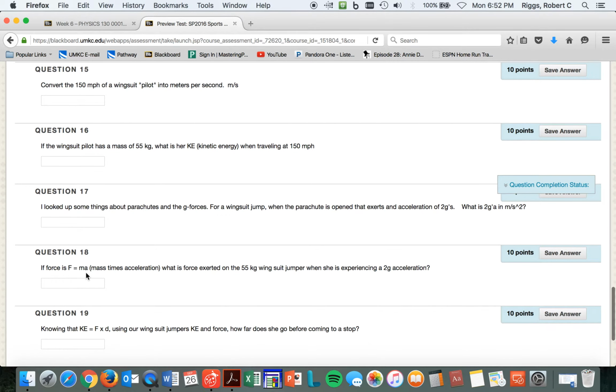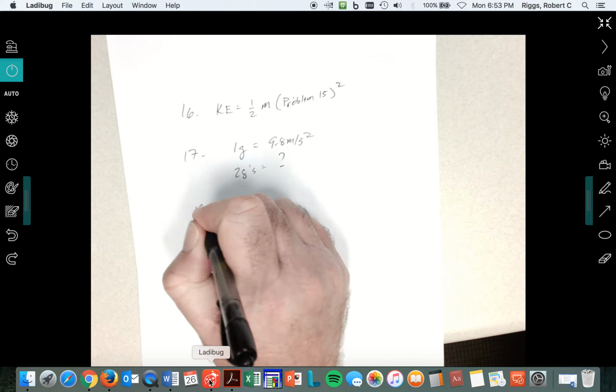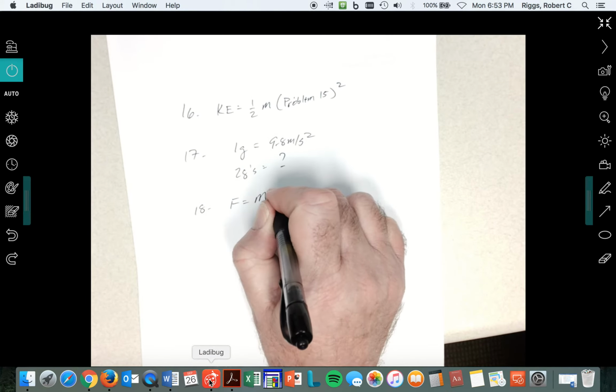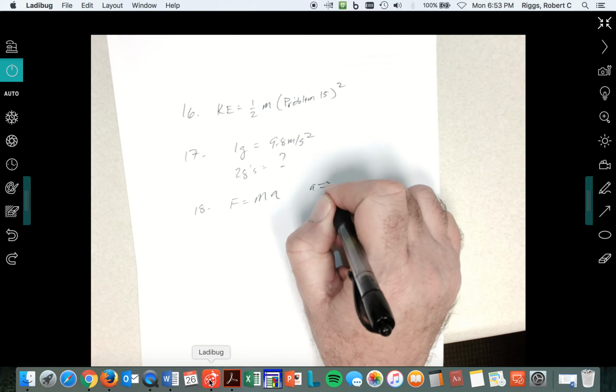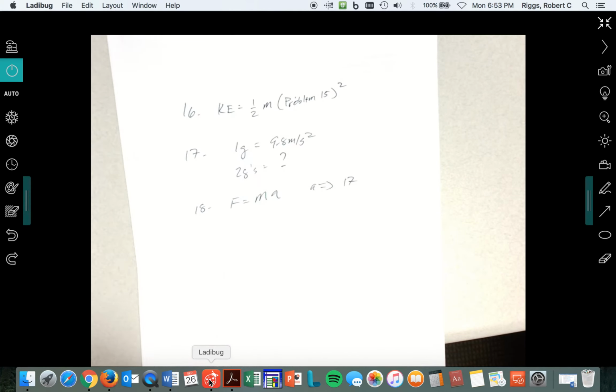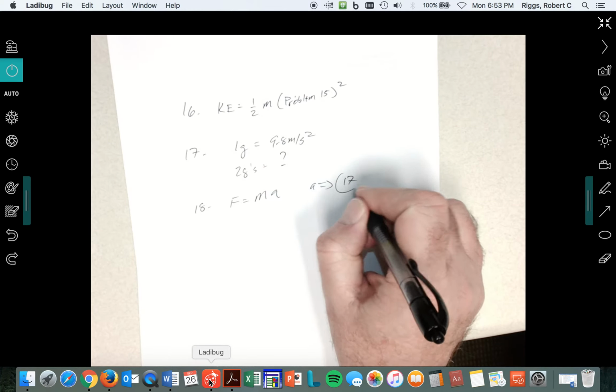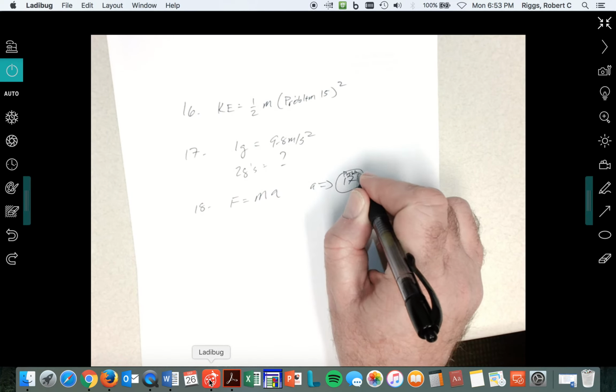So if force is equal to mass times acceleration, aha. Now remember the Gs that you got, that's the acceleration that slowed the person down. What is the force? So she's 55. So remember, problem 18, force is equal to mass times acceleration, and you found the acceleration in problem 17. Oh no, actually it wasn't built on problem 15. It was just built on problem 17. The acceleration you found in problem 17. Okay?